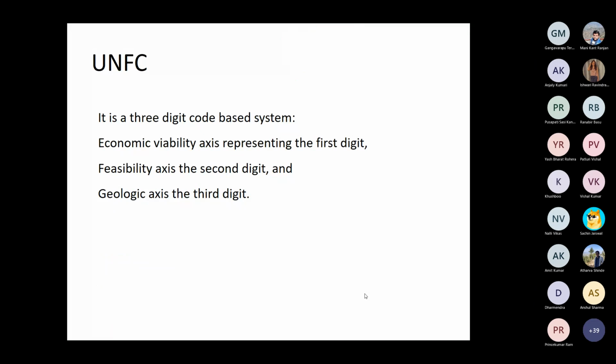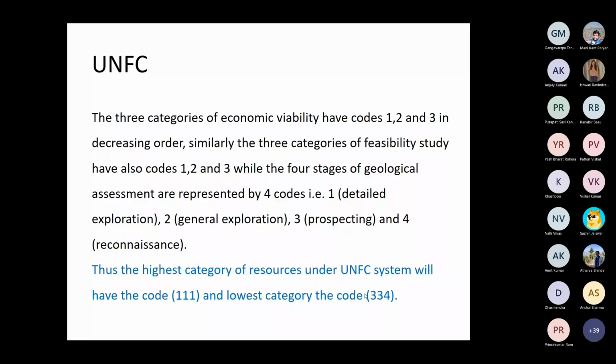So now, as I was saying, it is a 3-digit code based system. The economic viability axis representing the first digit, feasibility axis is the second digit, and the geologic axis as the third digit. So this is clear. 1, 2, 3. Now here the three categories of economic viability have codes 1, 2, and 3. That means E can assume three values. It is expressed in 1, 2, and 3.